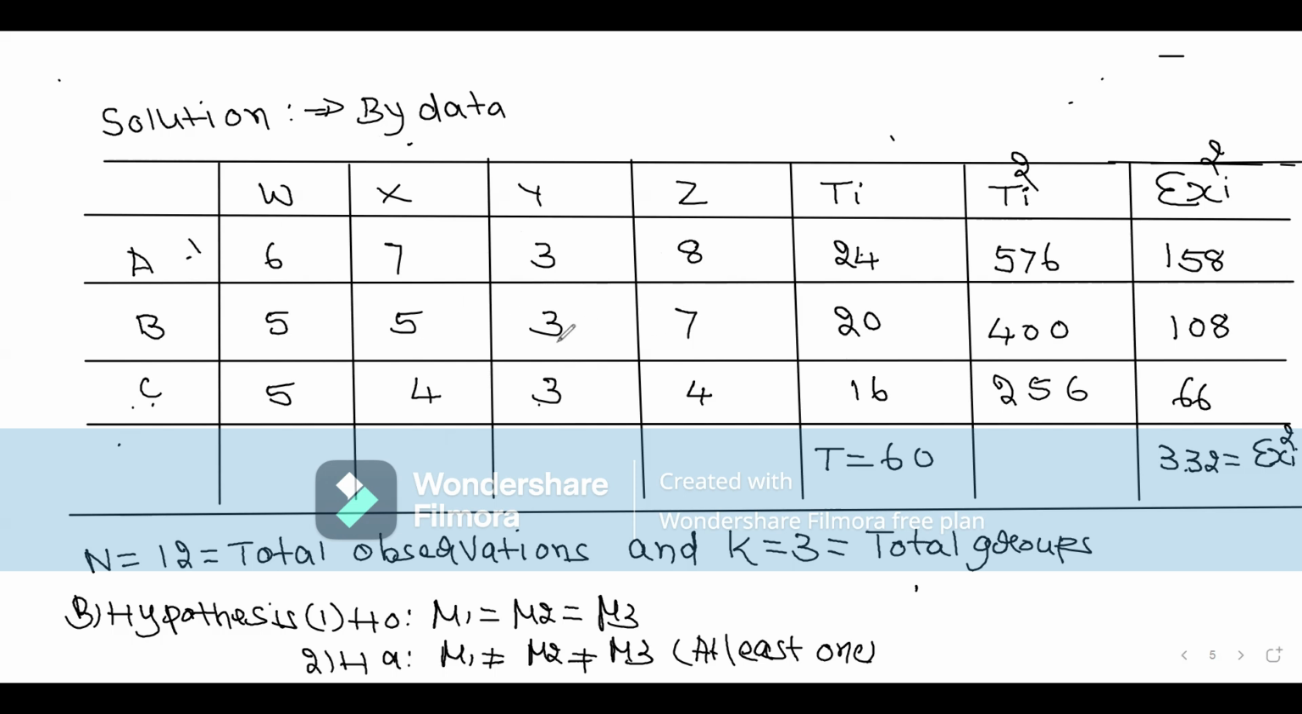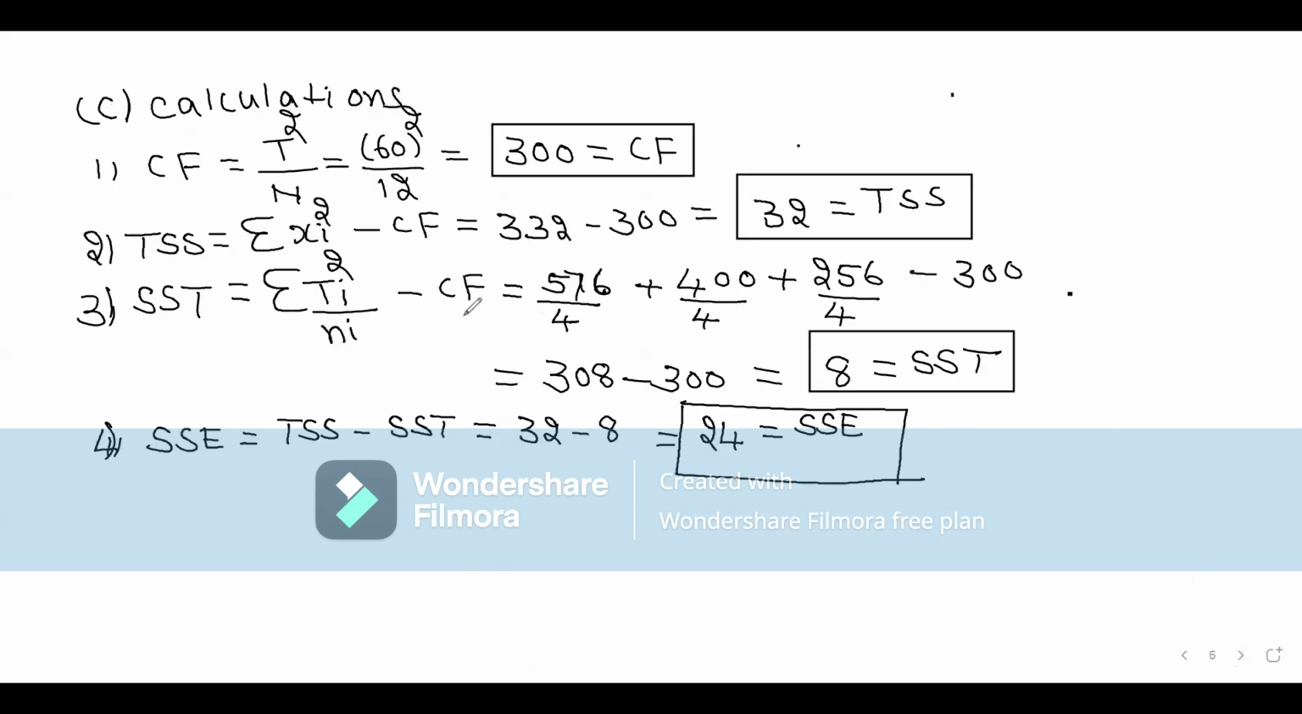Sometimes it may be the sum of 3 values, the sum of 2 values, or the sum of only 1 value. Okay, then see here, 400 divided by 4, and next plus 256 divided by 4. Look here, you make a calculation: 576 divided by 4 plus 400 divided by 4 plus 256 divided by 4 minus 300. If you calculate them in the calculator, 308 minus 300 means 8.